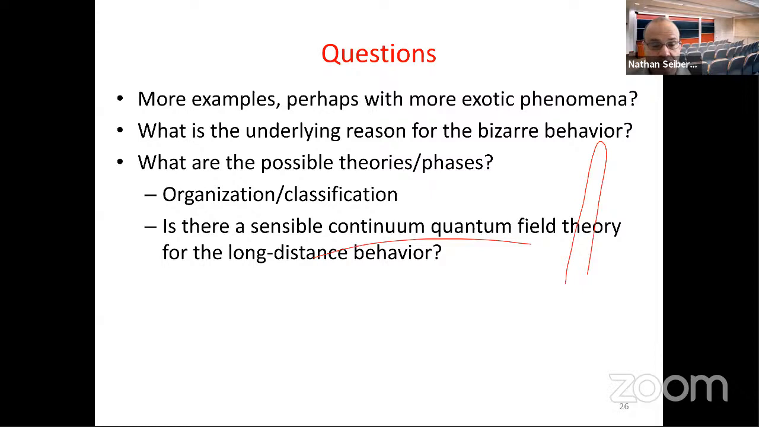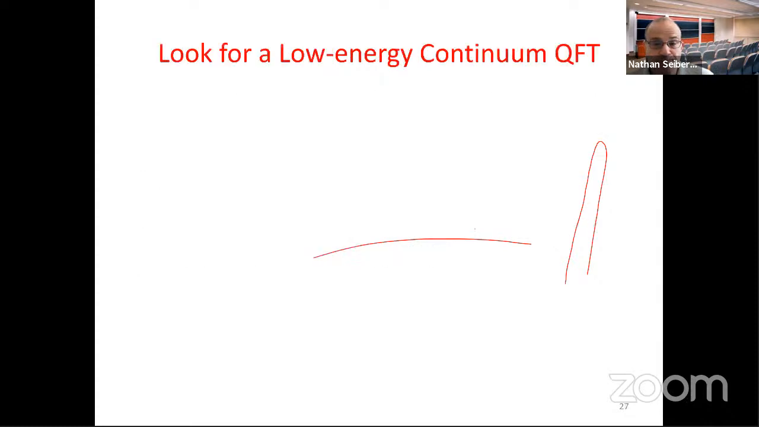And in ordinary systems, this is where quantum field theory was so powerful and so useful. The long distance behavior of the system was captured by quantum field theory. Here, is there a variant of quantum field theory that does the job? Is there a variant of quantum field theory that gives us such an organization or classification of these systems? And there are many more questions that we could ask similar to these.